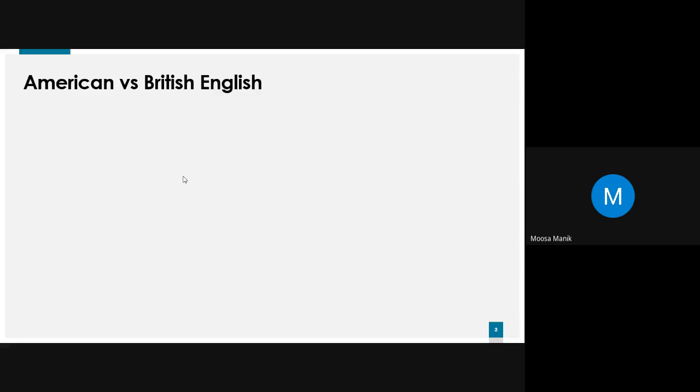So let us see what they are. A word of caution: ensure that you maintain consistency when using these words, because sometimes if you have a lecturer who may have studied in America, then he or she might use American English, and like that in our college too, there might be some people who opt to use American English.